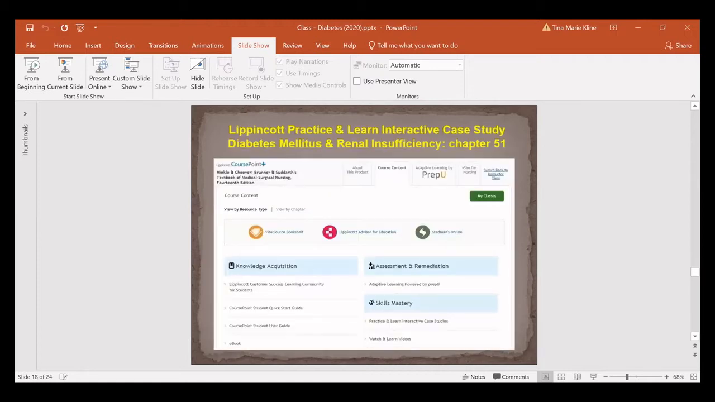Okay, you can take a look at the last case study. This revolves around renal insufficiency related to diabetes. And again, diabetes and hypertension, the top two causes of chronic kidney disease.